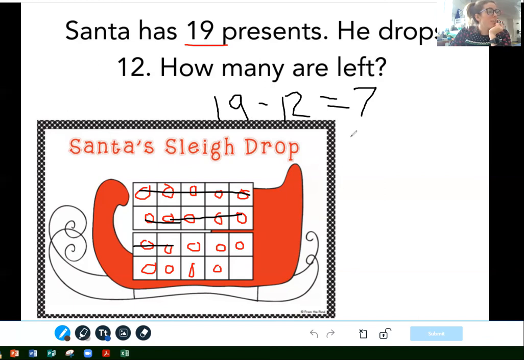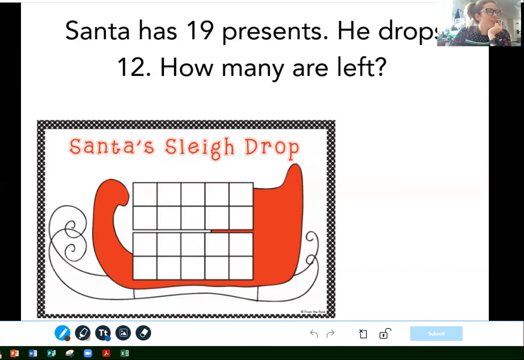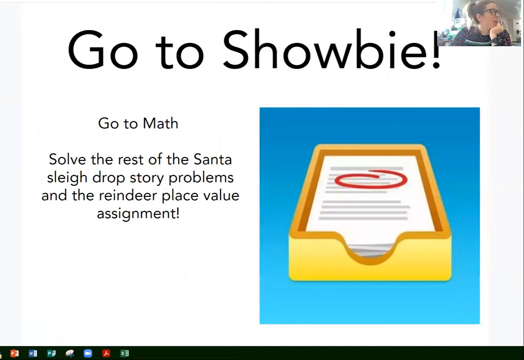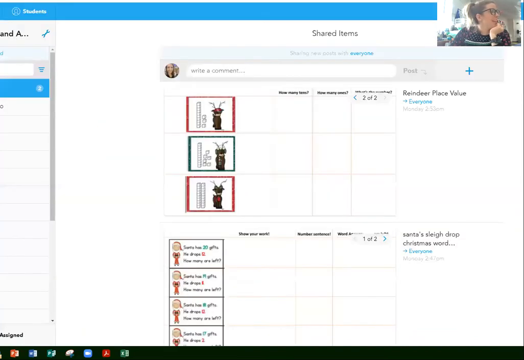All right, and you could totally solve this using our counting on strategy. 12 plus what makes 19? You could count on and it would also be 7. All right, that was our lesson today. It was to work on solving story problems within 20 using addition and subtraction. Do you think you met that goal? Hopefully. All right, now you're going to go to math.